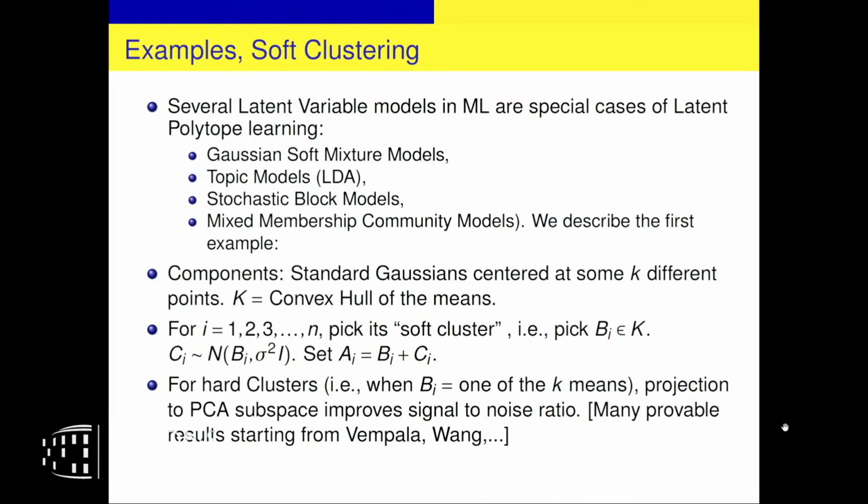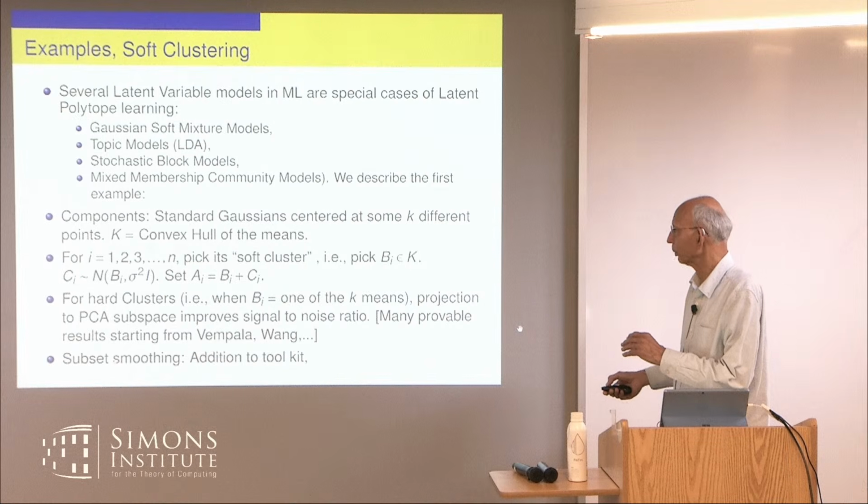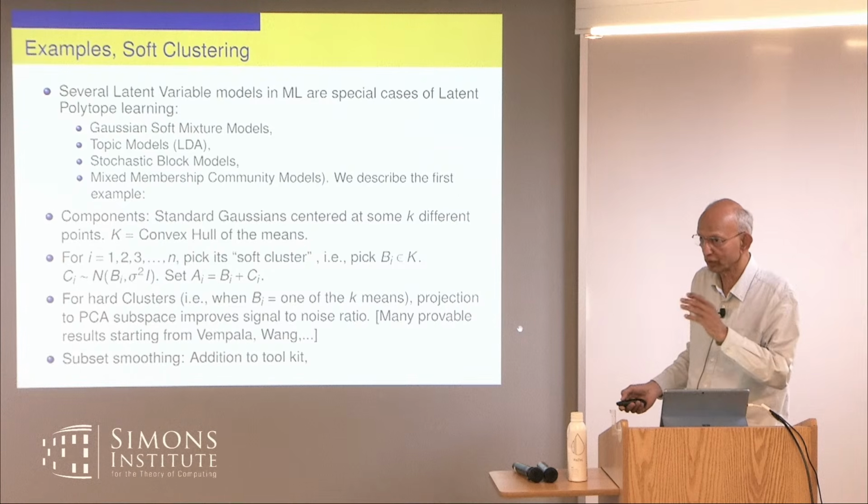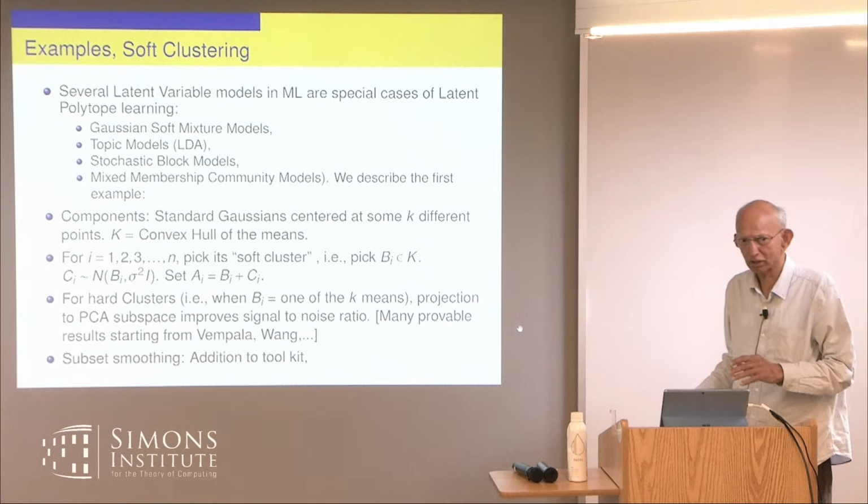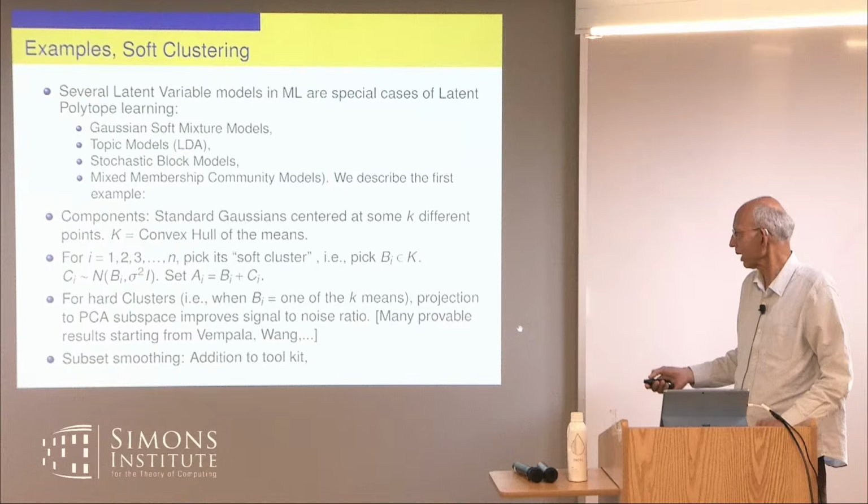The first provable result is due to Santosh and one of his students, and there are many results since then. Subset smoothing is another way to reduce noise. So projection to the PCA subspace improves the signal-to-noise ratio. Subset smoothing we'll see what it is, and we'll see that it's another way to reduce noise, perhaps in addition to the PCA.